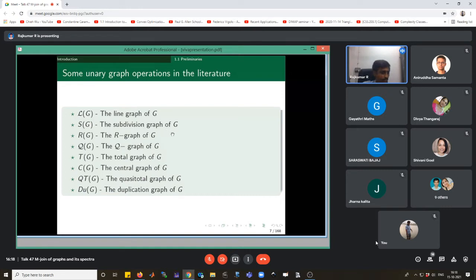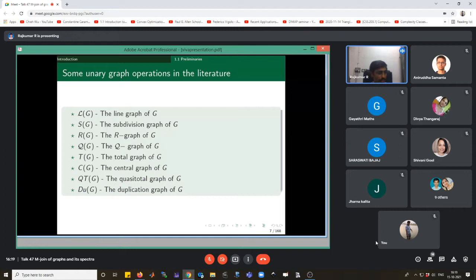Then the central graph is obtained by taking again S of G, the subdivision graph, and joining the vertices of P of G which are not adjacent in G. So this is the central graph. And the quasi-total graph is again obtained by taking one copy of S of G, one copy of Q of G, then joining the vertices of V of G which are not adjacent in G.